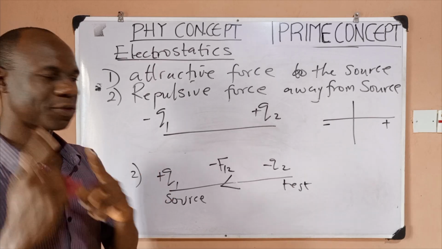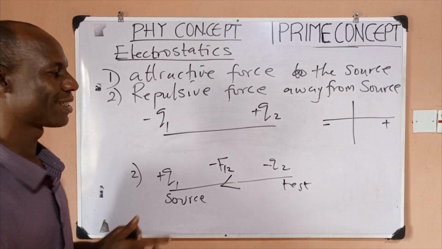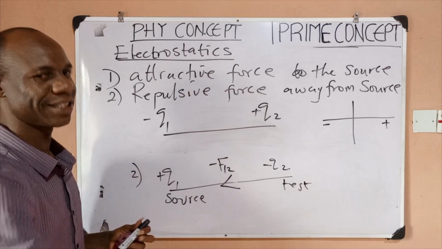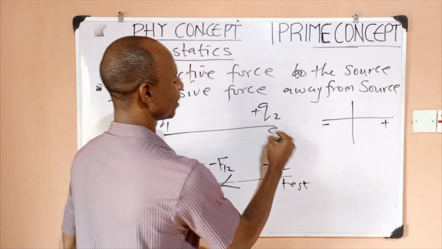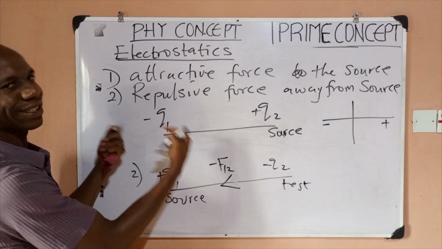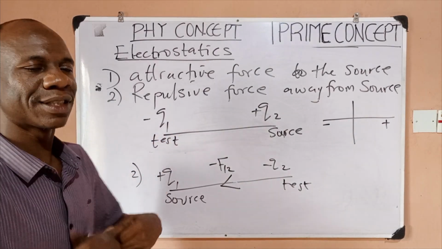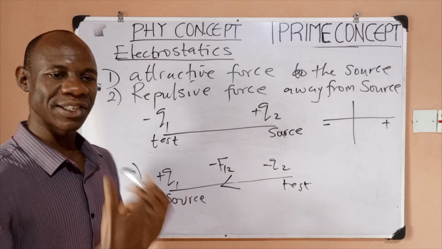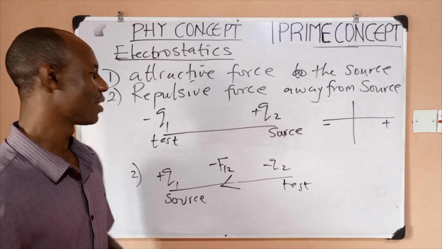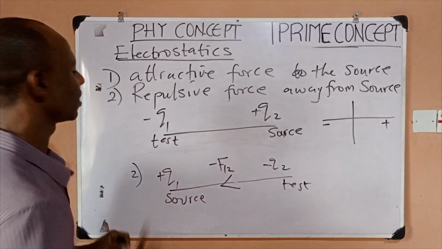Now the question says, find the force that Q2 would exert on Q1. So in this case, Q2 that is exerting the force becomes your what now? Your source. Very correct. And Q1 that is receiving the force becomes our what now? Test. So your test or your source can be given based on the information given in the question. So your source is not necessarily always Q1.